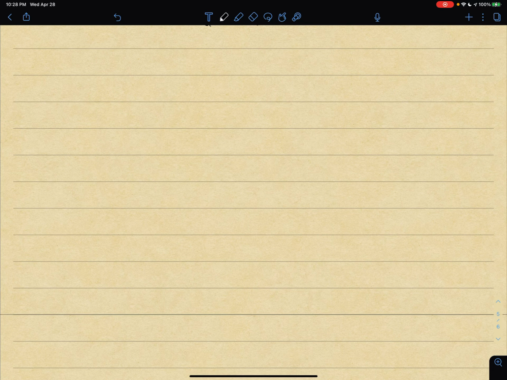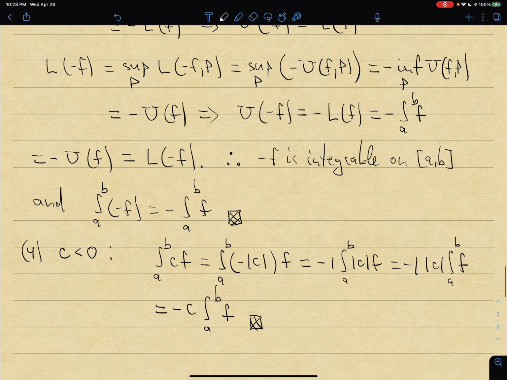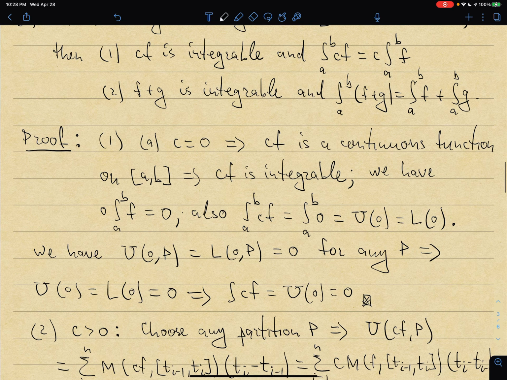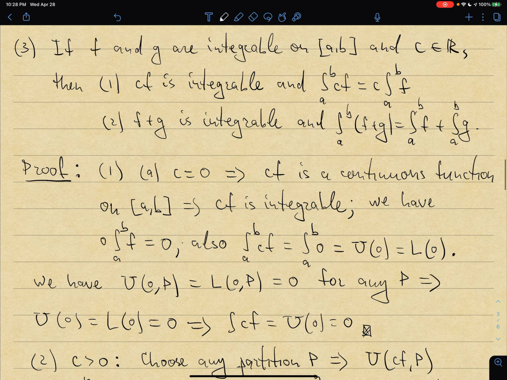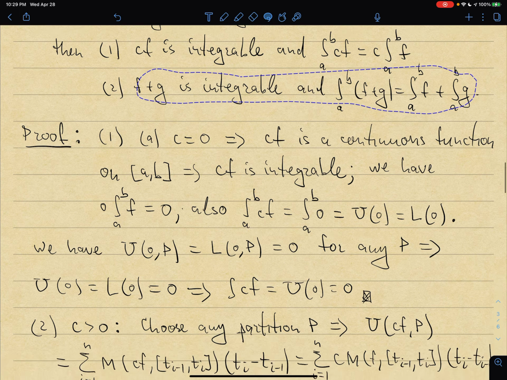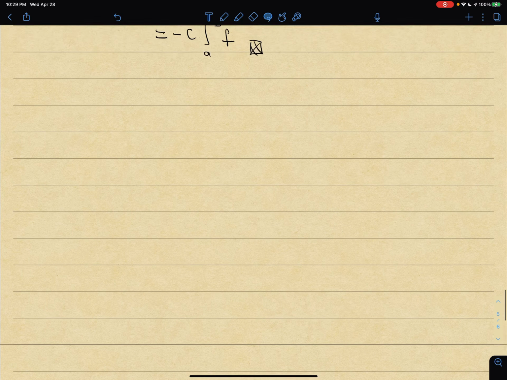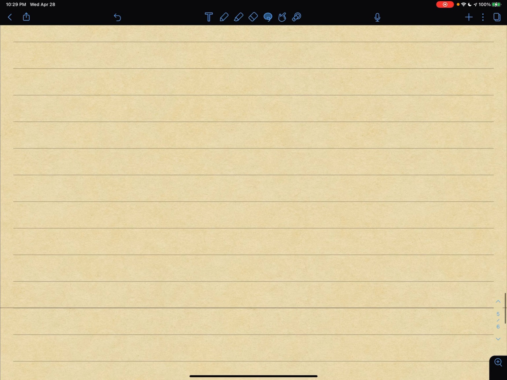Now we continue proving the result that I stated in the beginning of the last installment of the lecture, and that is that if f and g are integrable on AB, then f plus g is integrable on AB, and the integral of f plus g is equal to the integral of f plus the integral of g. Let's see. Okay, so that is going to be part 2.